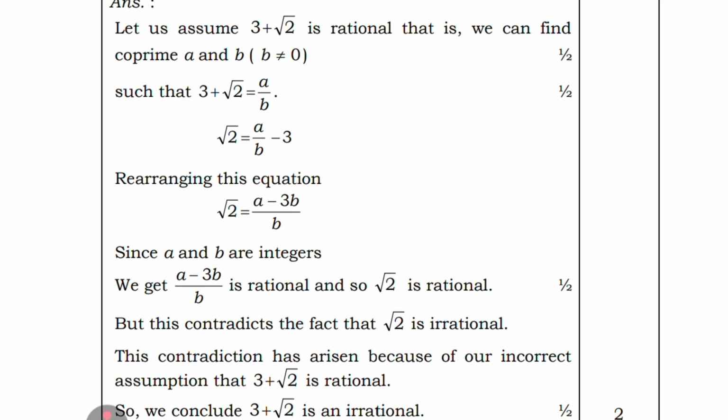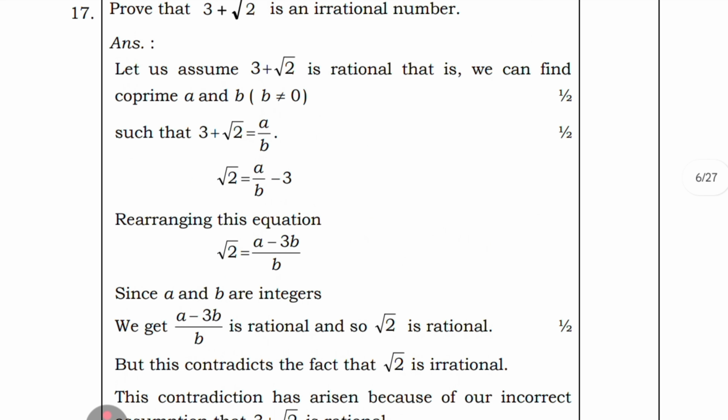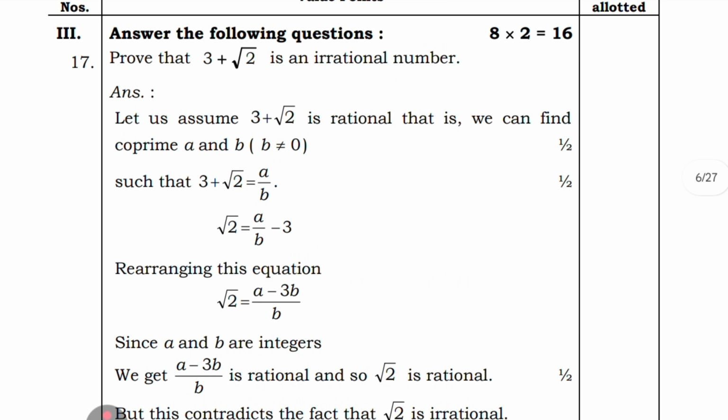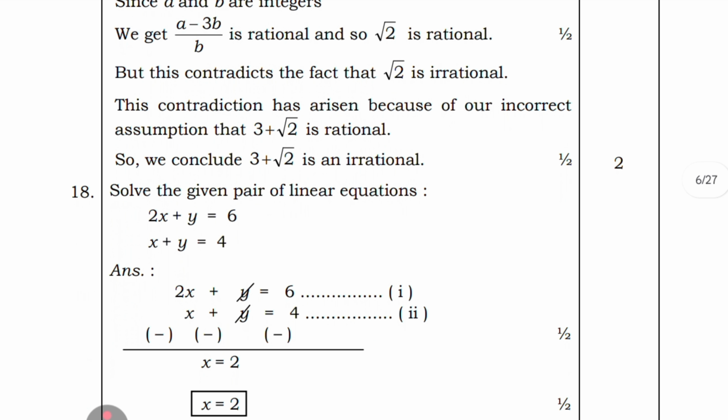You should also write the statements as, let us assume 3 plus root 2 is rational. That is, we can find co-prime a and b, where b is not equal to 0. You should write all statements and the steps. Also, you can see the marks distribution at the right hand side, half mark, and here there is again half mark. So half and again half. Total there are 2 marks for this.